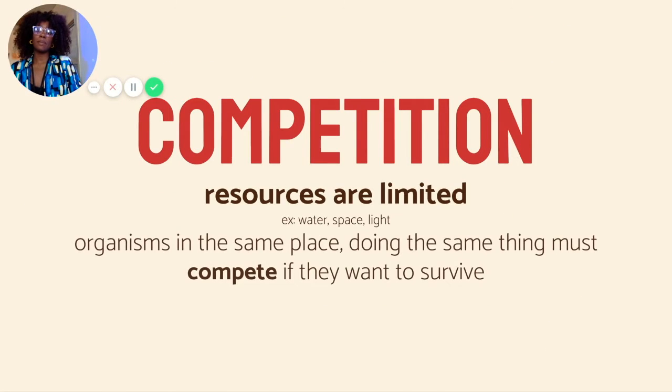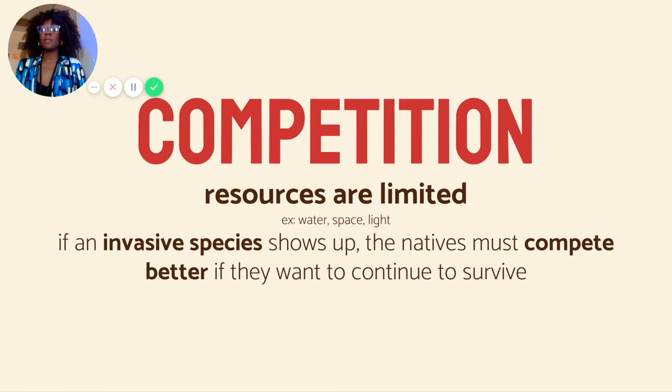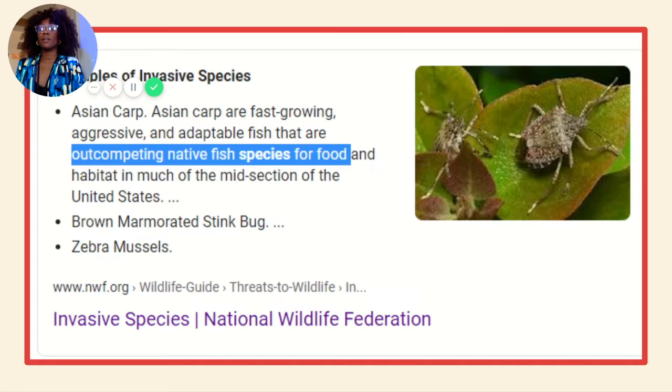Competition, resources are limited. So examples of a resource could be water, space, like space to grow and live, or even light if you're in the case of a plant where you need light to do photosynthesis. Right? So organisms that are living in the same place doing the same thing must compete if they want to survive. Okay, if an invasive species suddenly shows up, then the native species, the ones that have been there, have to compete better if they want to continue to survive.